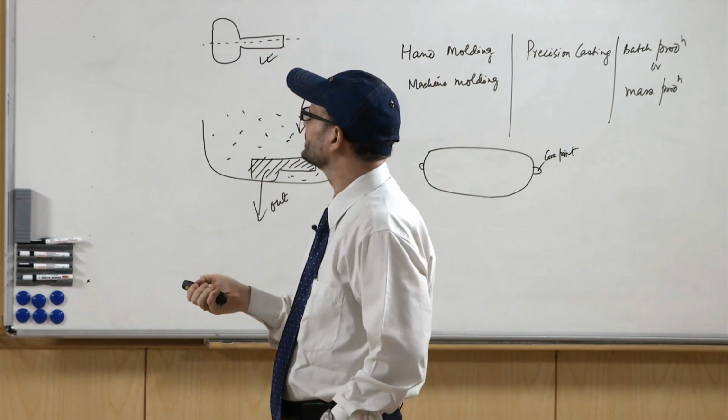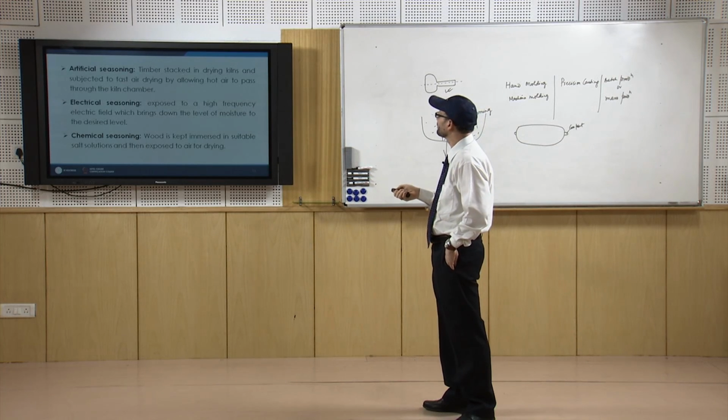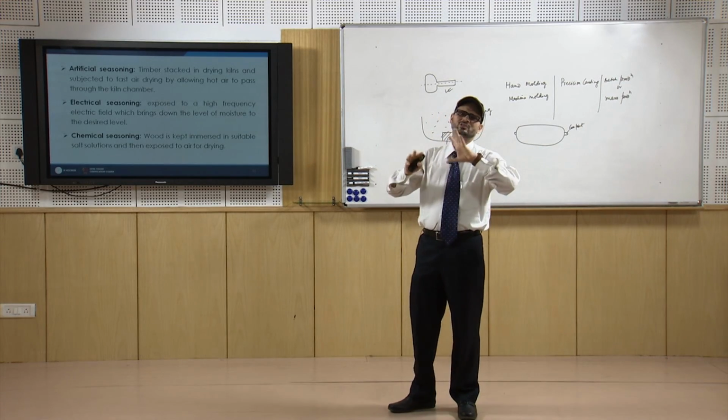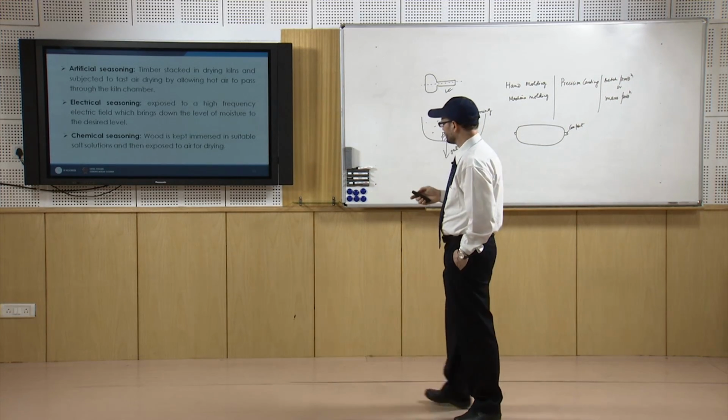Electrical seasoning is also there, where the wood is exposed to a high frequency electric field which brings down the moisture level quickly, in no time. Chemical seasoning is where the wood is immersed in a suitable salt solution and then exposed to air for drying, so that the moisture content is kept under control.